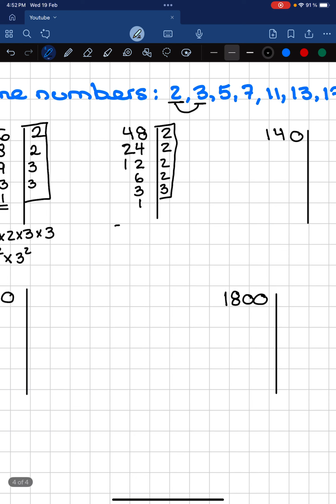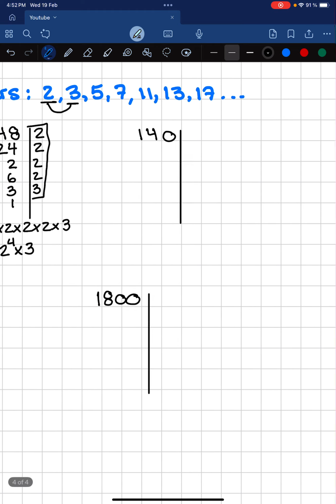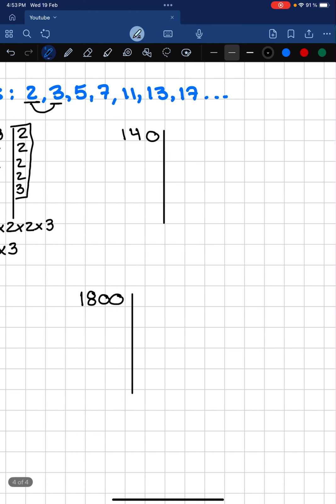So we can write it as 2 times 2 times 2 times 2 times 3. Or we can write it as 2 to the power of 4 times 3. Remember that the power tells you how many of those numbers do we have. So how many 2's do we have? We have 4 2's and we have 1 3. That's it. We finish. Let's go with one that is a little bit bigger, but it's still easy.